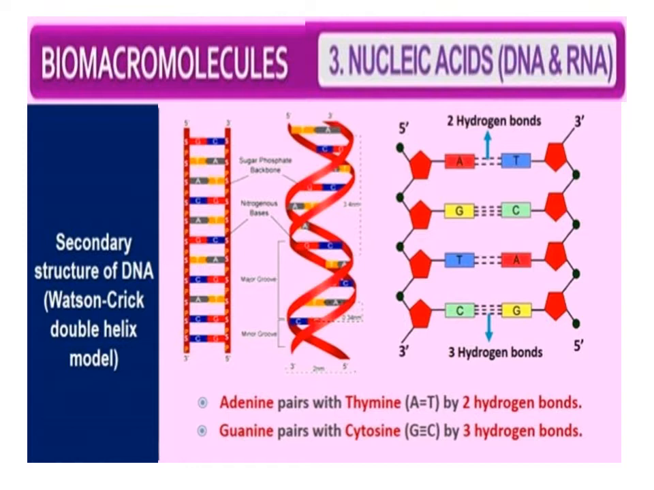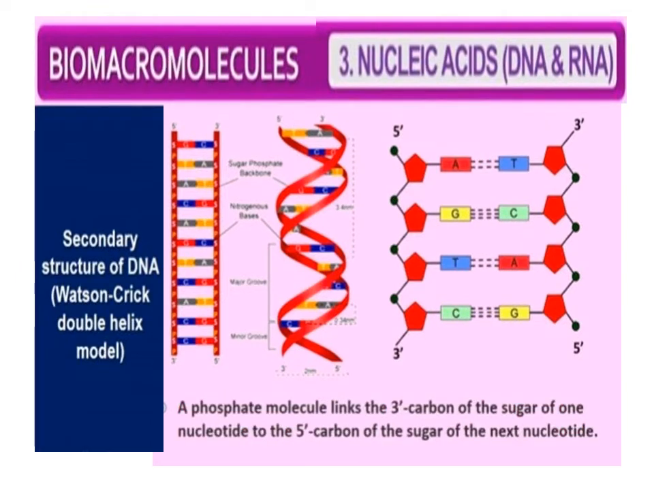The nitrogen bases of the two strands are held together by hydrogen bonds, forming base pairs. Adenine pairs with thymine through 2 hydrogen bonds and guanine with cytosine through 3 hydrogen bonds. In a nucleic acid, the successive nucleotides are linked by a phosphodiester bond, that is, it links the 3' carbon of the sugar of one nucleotide with the 5' carbon of the sugar of the next nucleotide.